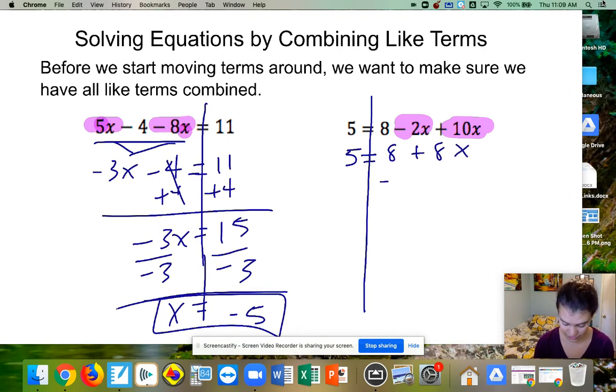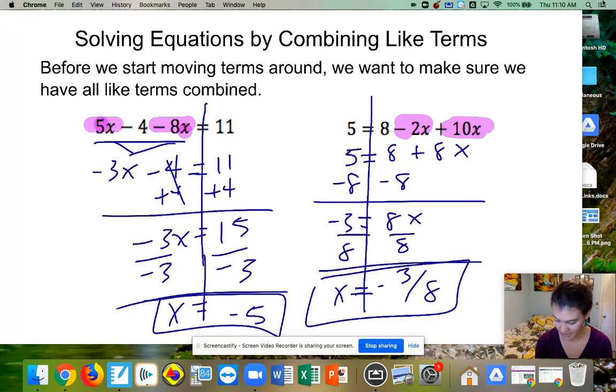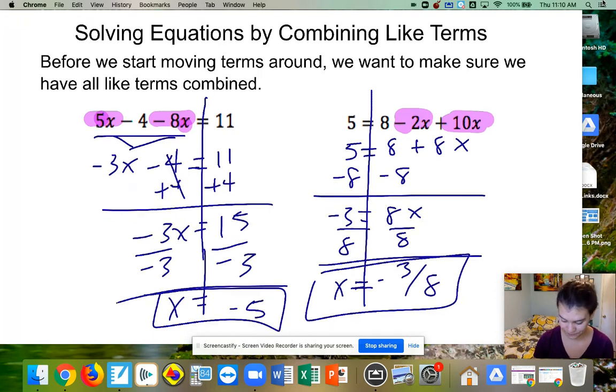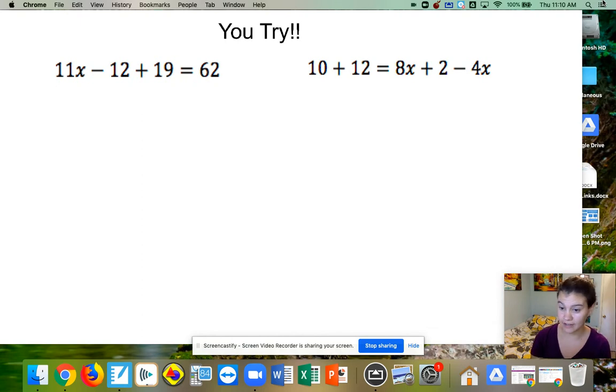So do subtraction first. You want to get rid of that 8. We'll get negative 3 on this side equals 8x on the other side. Get rid of the 8, you want to divide. And then x will equal negative 3/8. Or you can say negative 3/8 equals x, either one. So pause the video and try these, and then we'll talk about them.